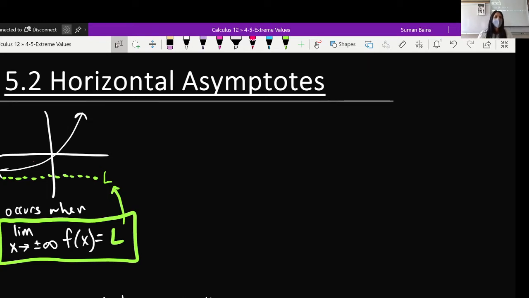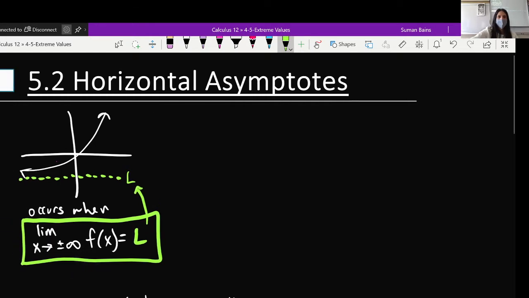Okay, here we go. So, we're okay with the graph, right? So the dotted line, again, is the asymptote. I guess the main thing that I want to focus on or draw your attention to is the thing in the green box here. The limit as x approaches positive and negative infinity for f of x would be equal to L, which is the horizontal asymptote.